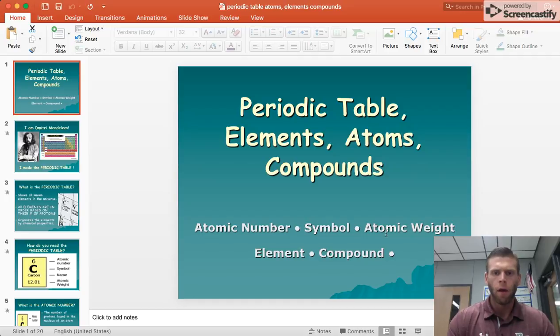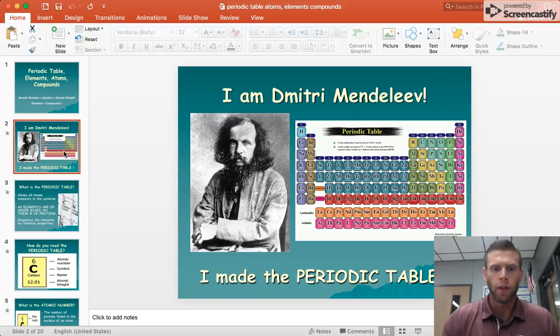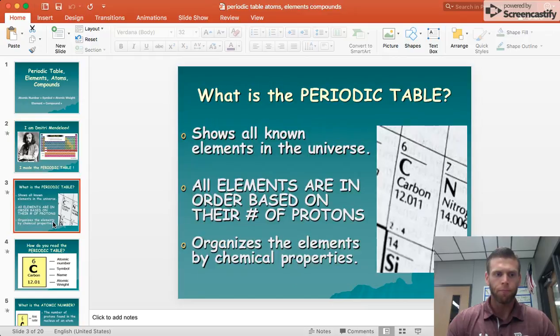All right, so today we will be talking about the periodic table, elements, atoms, and compounds. First, this very attractive young man over here on the left is named Dmitri Mendeleev, and he is the one who created the periodic table, which hopefully we still have in our notebooks. Now you're asking yourself, well, what is the periodic table?